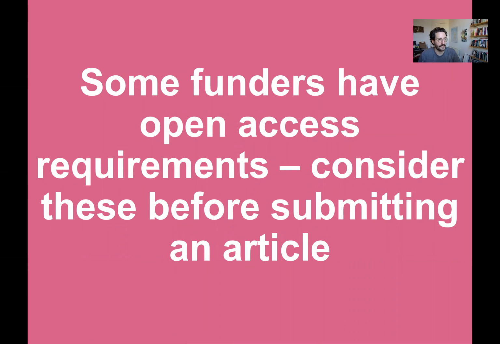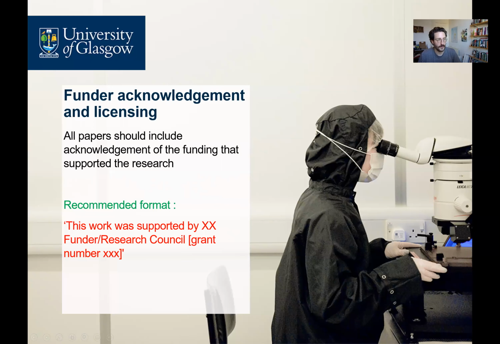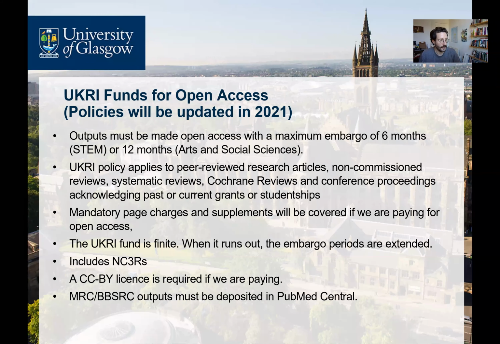Some funders have open access requirements, and you should consider these before submitting an article. If you've received funding for your research, you should always include an acknowledgement of your funding in the correct format. Always include the funder's reference number in the acknowledgement. If you don't acknowledge the funder, we may not be able to pay for gold open access, even if your paper is eligible otherwise. Before you submit an article, make sure that your journal's open access policy fits with what your funder requires.